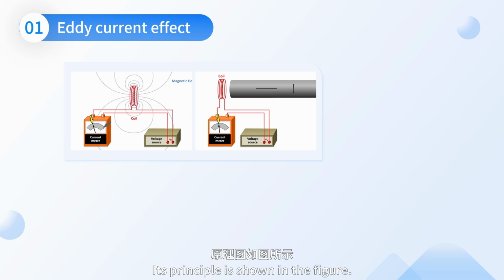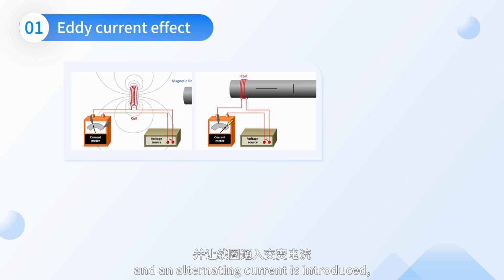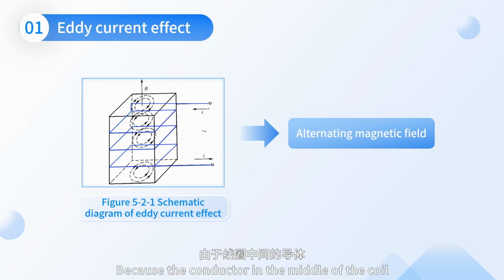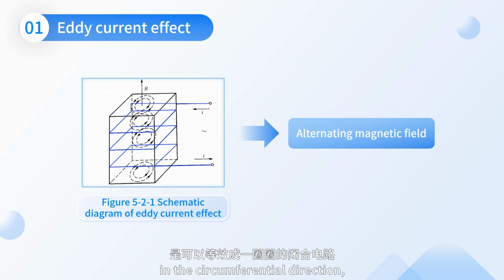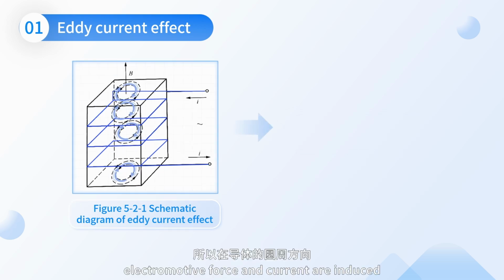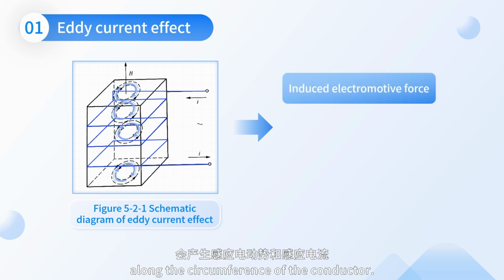Its principle is shown in the figure. A coil is wound around a square conductor and an alternating current is introduced. So the coil generates an alternating magnetic field. Because the conductor in the middle of the coil can be equivalent to a closed circuit in the circumferential direction, as the magnetic flux in the closed circuit is constantly changing, electromotive force and current are induced along the circumference of the conductor.